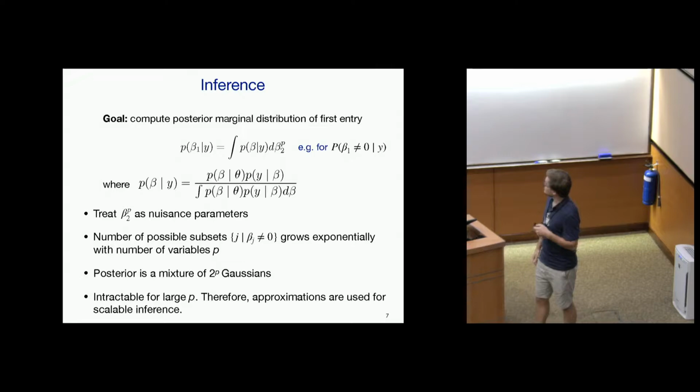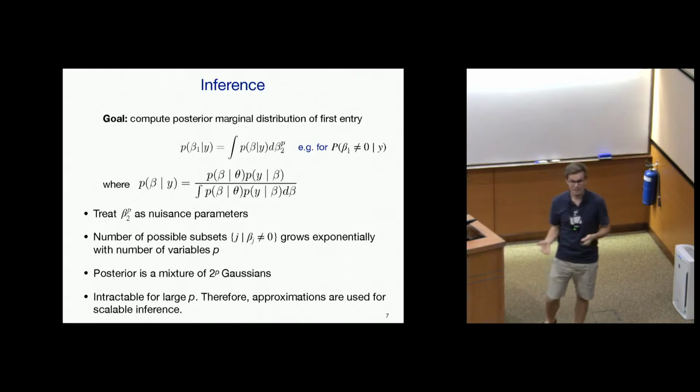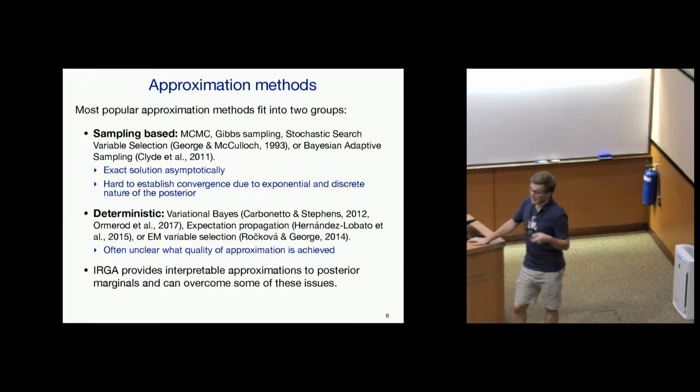This discrete, combinatorial nature in your prior causes your posterior to be rather intractable. Therefore, if you want to apply this Bayesian variable selection model to any data that has more than a couple, like 20 or 30, predictors, you'll have to do some approximations, because it's going to take too long to compute this posterior exactly. So this is the motivation for why we're doing approximations in this scenario.